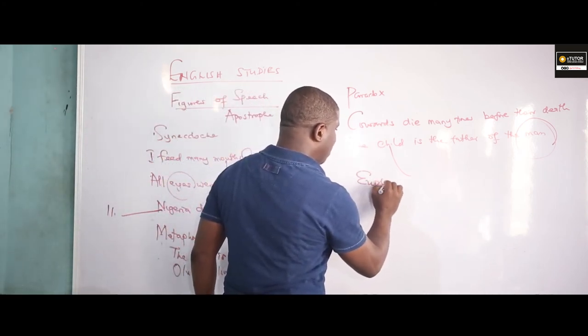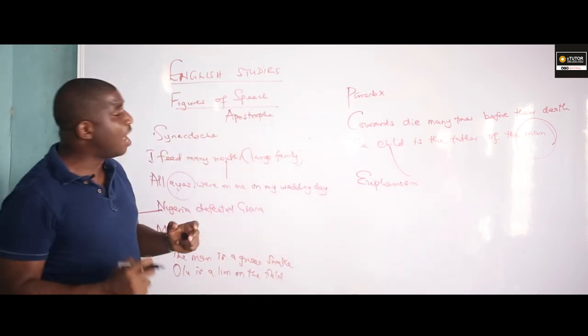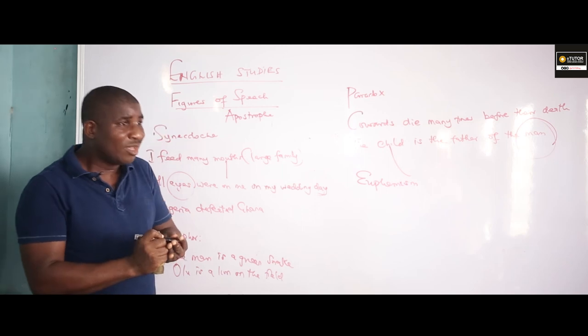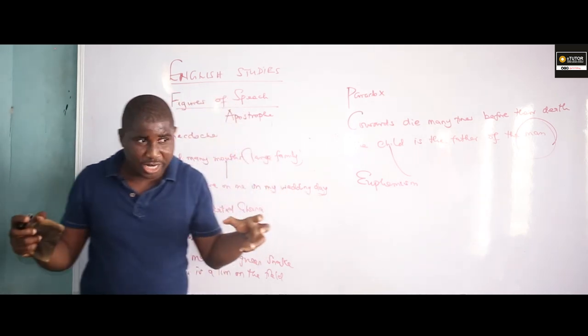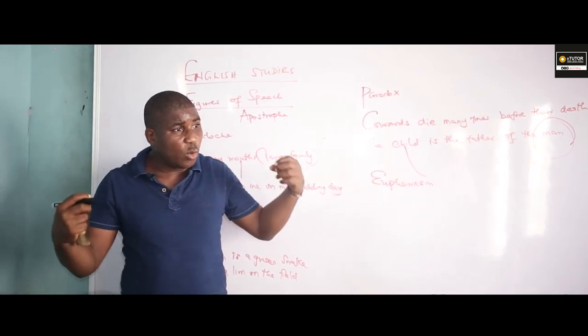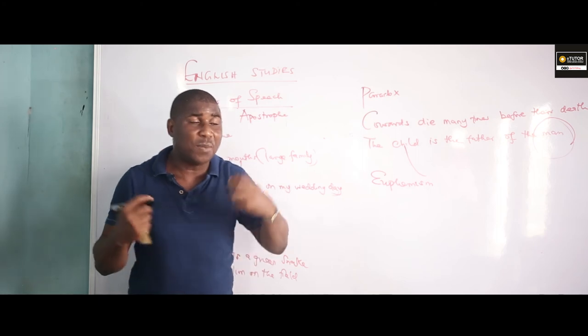The next one is euphemism. Euphemism is a figure of speech in which unpleasant situation is presented in a pleasant way. It's a figure of speech in which what? Unpleasant situation is presented in a pleasant way.